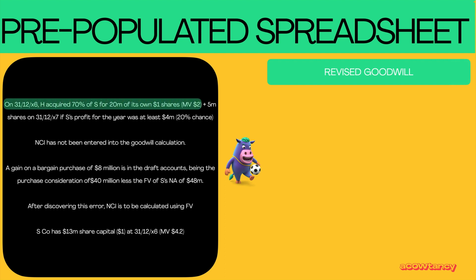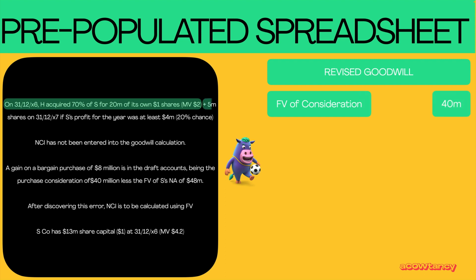We acquired 70% of S for 20 million of our own shares at a market value of $2. So we're giving 20 million of our shares, market value of $2. The fair value of consideration then is 20 times 2, 40 million.